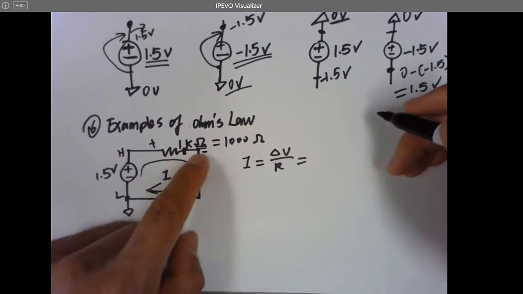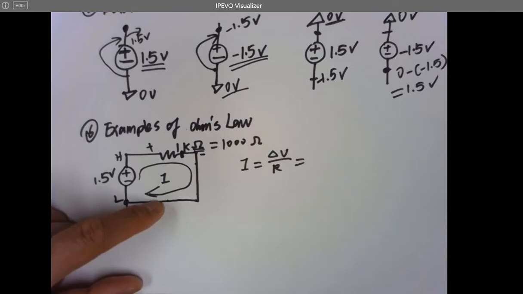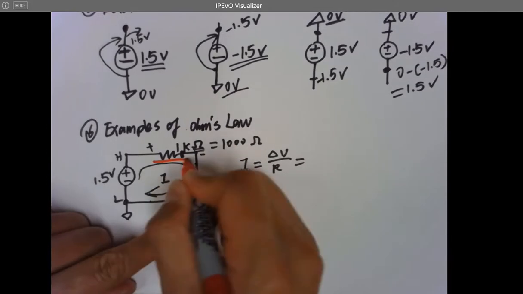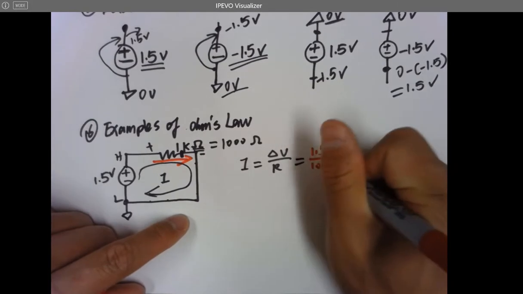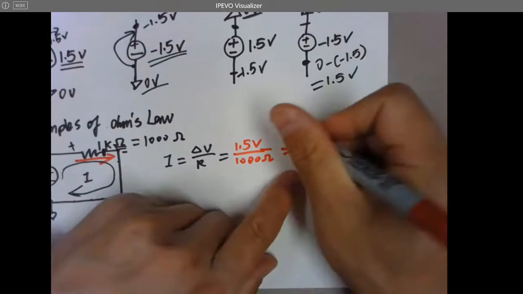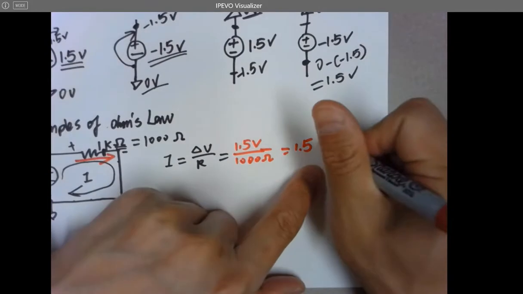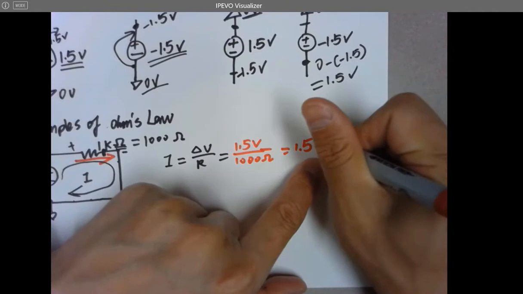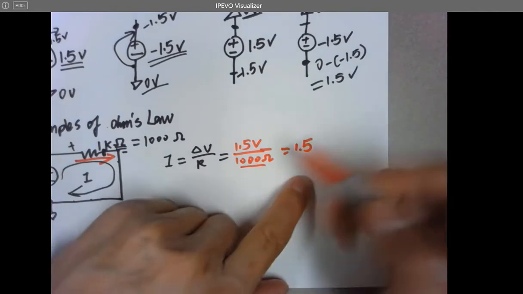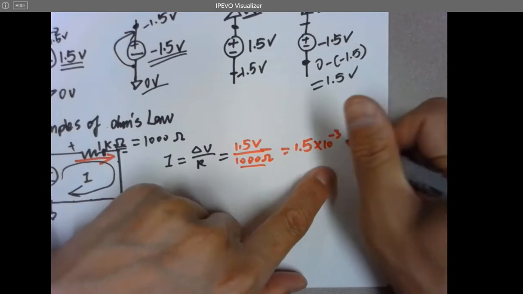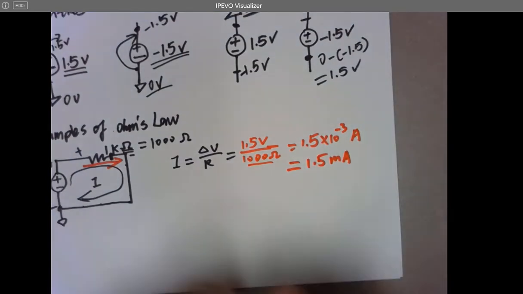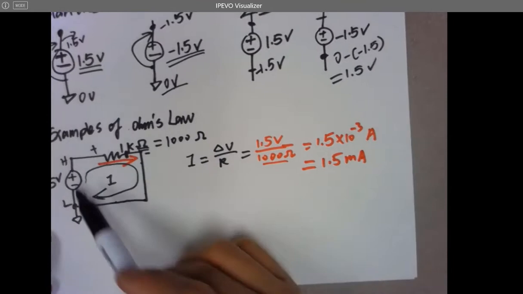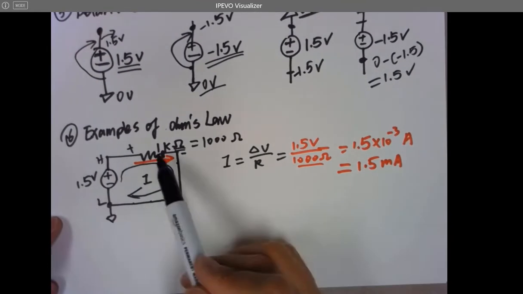So this is higher, this is lower, so the voltage difference from here to here will be 1.5 volts. And the resistance is 1,000 ohms. And you can see this will be 1.5 over 1,000. The unit of current is amp, right? So you get 10 to the minus third amp, which also equals 1.5 milliamps. Okay, this is how you calculate the current if you know the voltage and the resistance in the circuit.